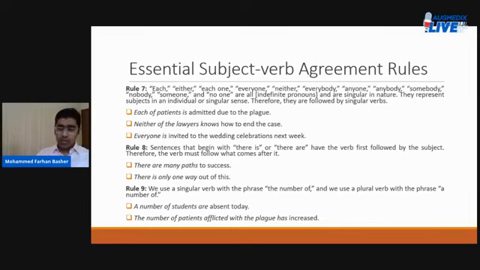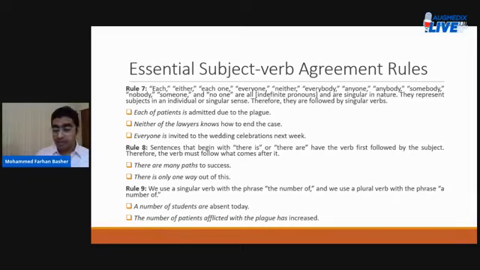We use a singular verb with the phrase the number of, and we use a plural verb with the phrase a number of. So when you go with the phrase the number of anything, the verb that follows must be in its singular form. And when you go with the phrase a number of, the verb that follows must be plural. So we say a number of students are absent today. Never say a number of students is absent today. We would never do so.